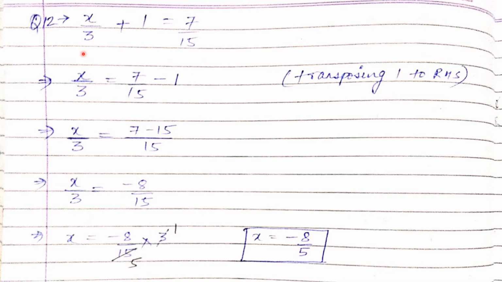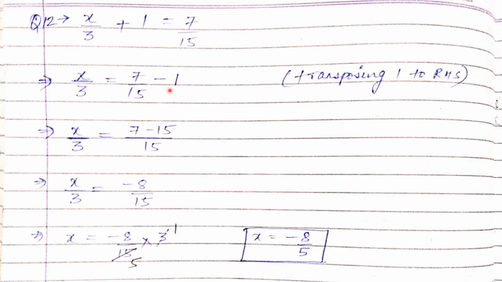One more question. In this case, we have x upon 3 plus 1 equal to 7 upon 15. Now here also the variable is x. 3 is very close to x. It will not allow 3 to go first. It will allow this 1 to go to that side first. Now when this 1 goes to that side, here it is positive, there it becomes negative.